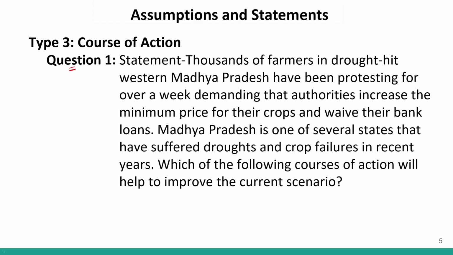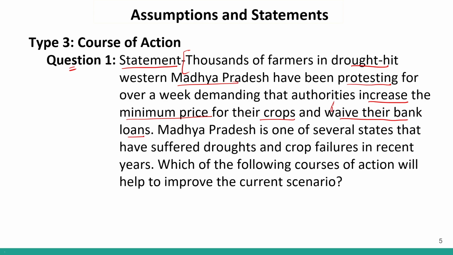This is question number 1. A statement is given to us. Let us read the statement. Thousands of farmers in drought-hit western Madhya Pradesh have been protesting for over a week, demanding that authorities increase the minimum price for their crops and waive their bank loans. So there are thousands of farmers in western MP that are protesting because it is a drought-hit area. Because of the drought, their crops would not be flourishing, right? So they want the MSP, or the minimum price for their crops, to be increased, as well as their loans to be waived off.